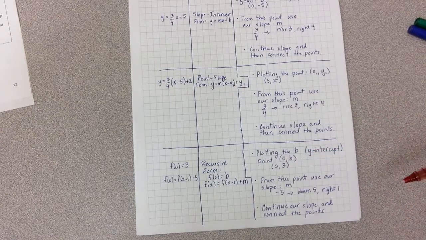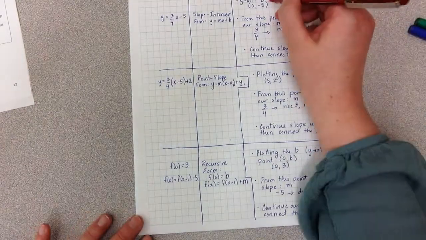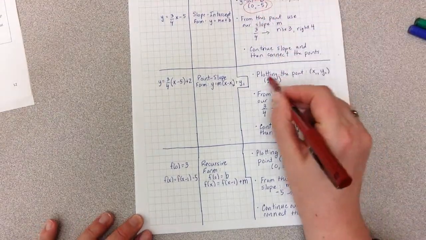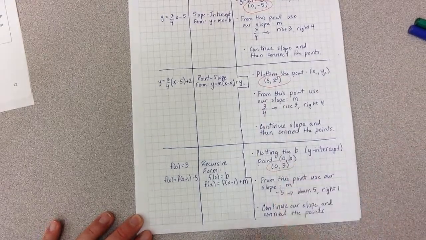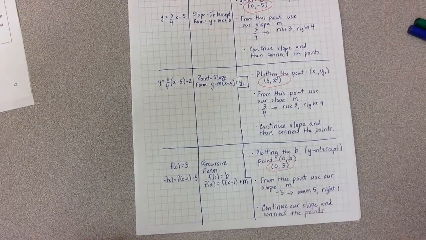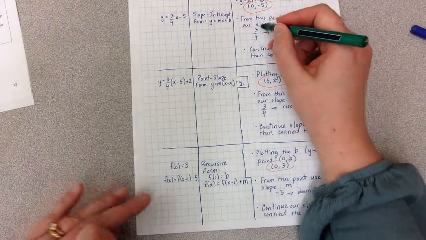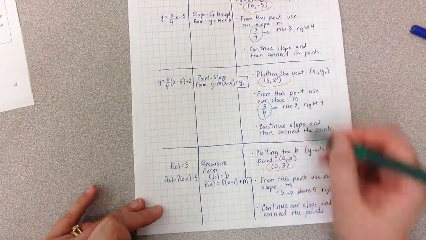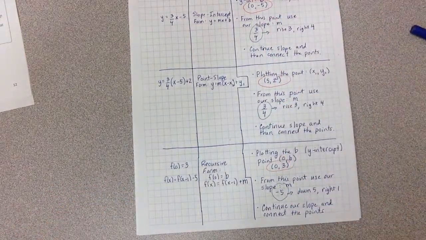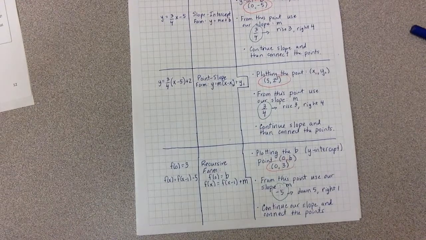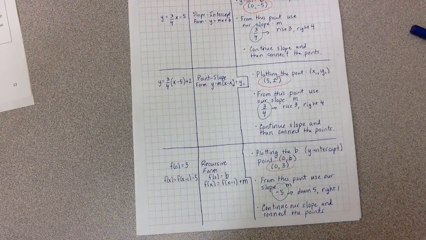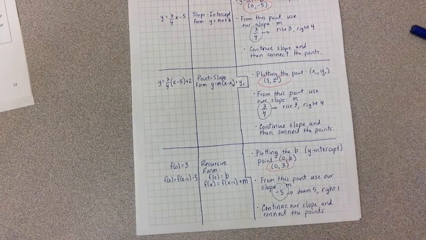In each of these, we have a point. And in each of these, we have a slope. And so once I have a point and a slope, I plot the point and then use my slope in order to graph the line.